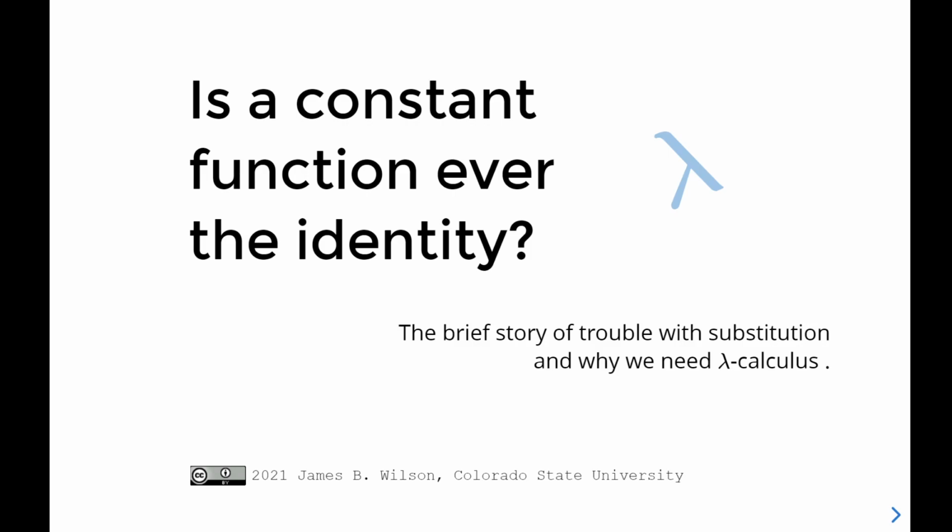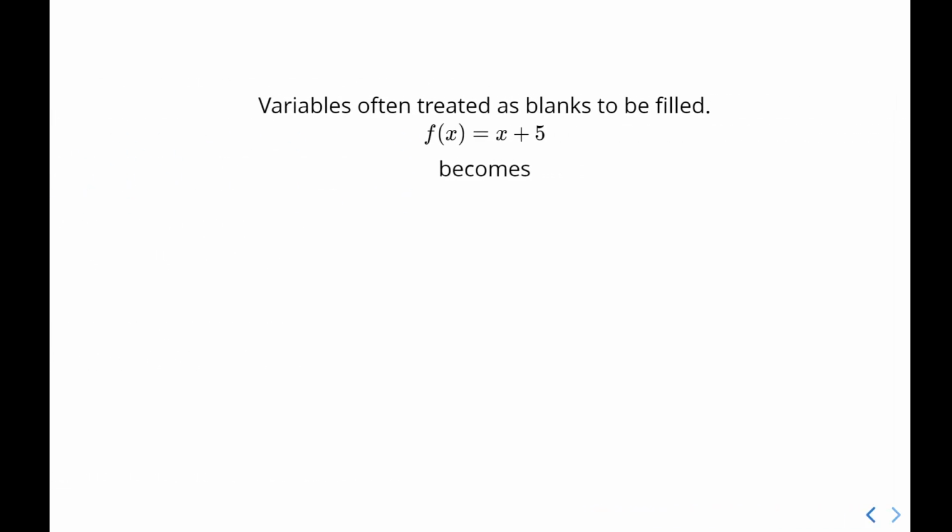The simple question that we'll be asking here is whether a constant function should ever be treated as an identity function, and what the rules of substitution ought to say about that question. So we begin with what the concept of a variable is.